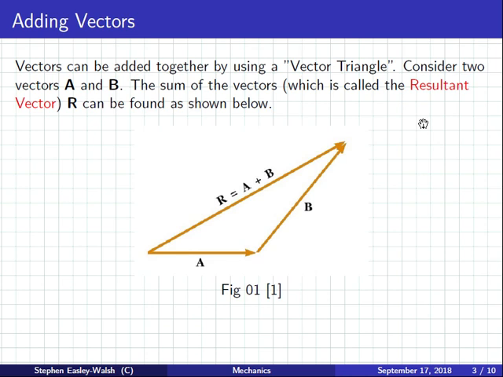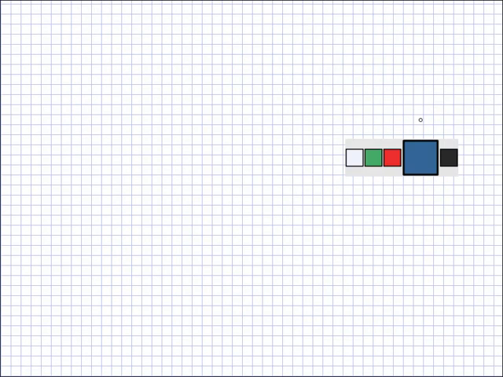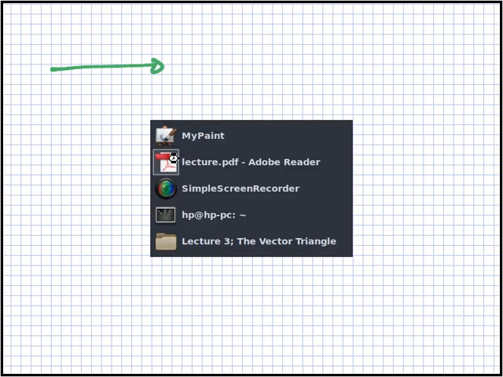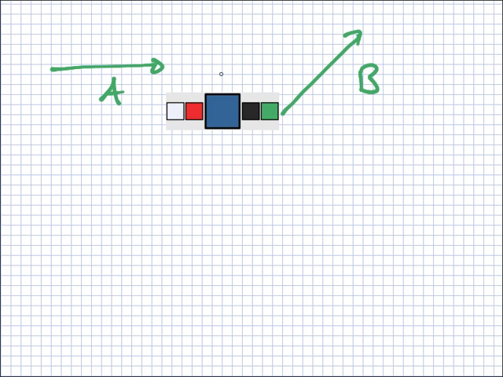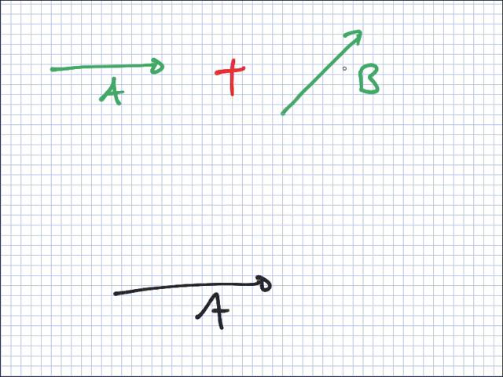It's called the vector triangle. So what you do, let me explain. Say you have vector A, there's A, and say you have vector B, there's B, and you want to add them together. What you do is you move B's tail to be at the head of A. So carefully you take this and move it down, keep the length and the direction the same. So if this is 45, this is still 45, for example.